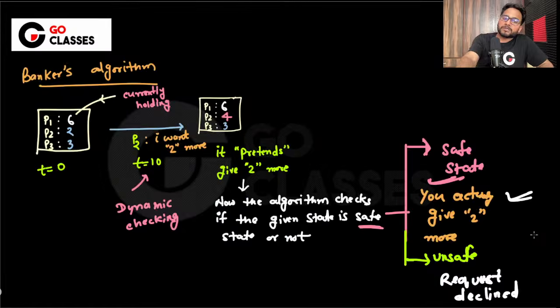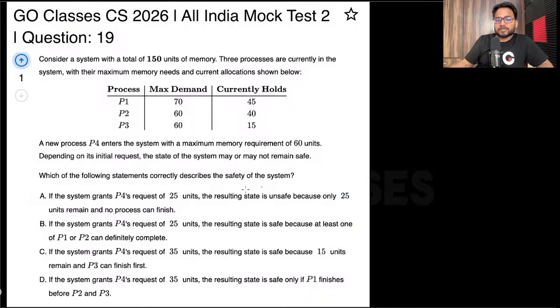Now in other options, so basically this was an MSQ question. They are asking whether 25 will lead to a safe or unsafe state. So B is the correct answer. But let's just see other options. In other options, basically they are saying, let's suppose P4 is requesting 35 instead of 25. So P4 is requesting 35.